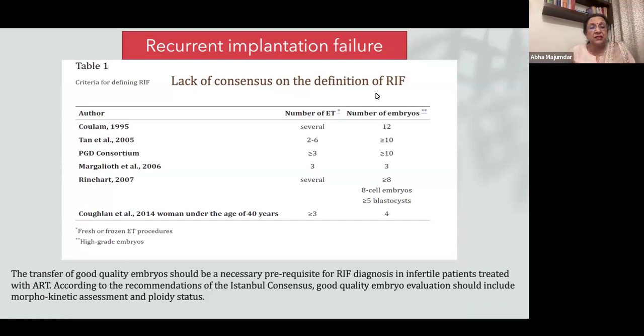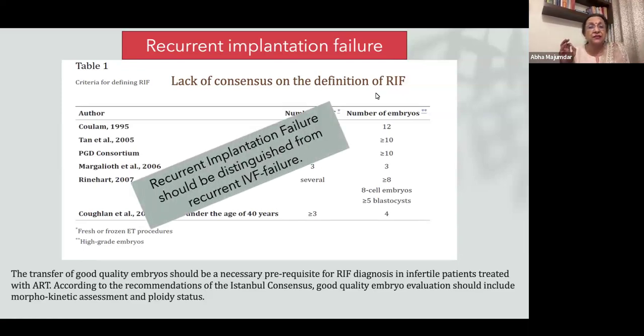What is very important is that the transfer of good quality embryos should be a necessary prerequisite for the diagnosis of recurrent implantation failure in infertile patients treated with ART. According to the recommendations of the Istanbul Consensus, good quality embryo evaluation should include morphokinetic assessment and the ploidy status, along with the morphology. So when you say a good quality embryo morphologically looks excellent, also look at the growth rate of this embryo and the ploidy status. But please understand, one thing is very, very clear.